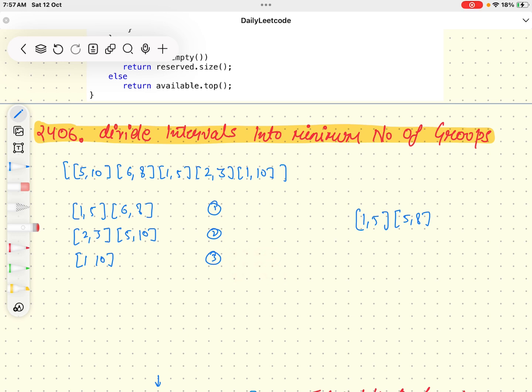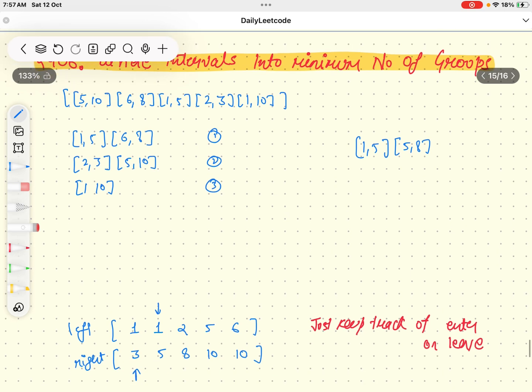So how we are going to solve this question is, it is a very simple question. It is a complete resemblance of the greedy algorithm for tracking the minimum number of railway tracks required for trains. So what we're going to do is take a left array and a right array, insert all the left elements inside the left array, and all the right elements inside the right array. Then we will sort both of them.